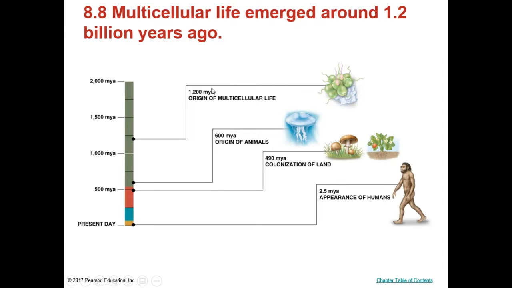So the origin of multicellular life occurred about 1.2 billion years ago. And then animals originated about 600 million years ago. Land terrestrial plants occurred about 490 million years ago. And then humans, as we know them nowadays, appeared about 300,000 years ago. Okay, so the modern human. But the lineage that gave rise to the modern human appeared about 2.5 million years ago.